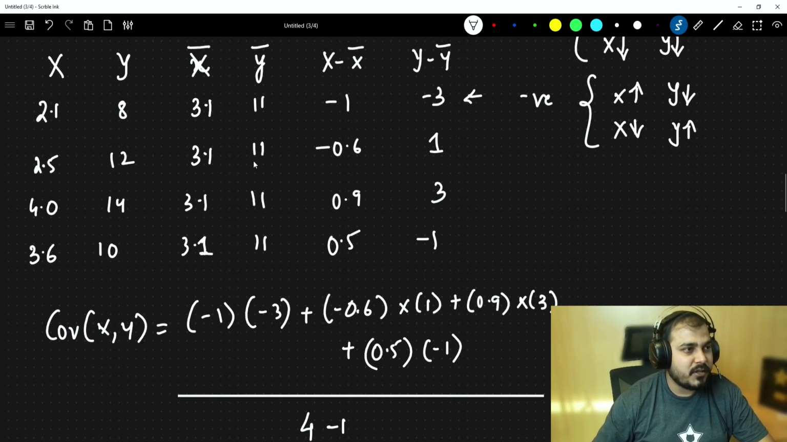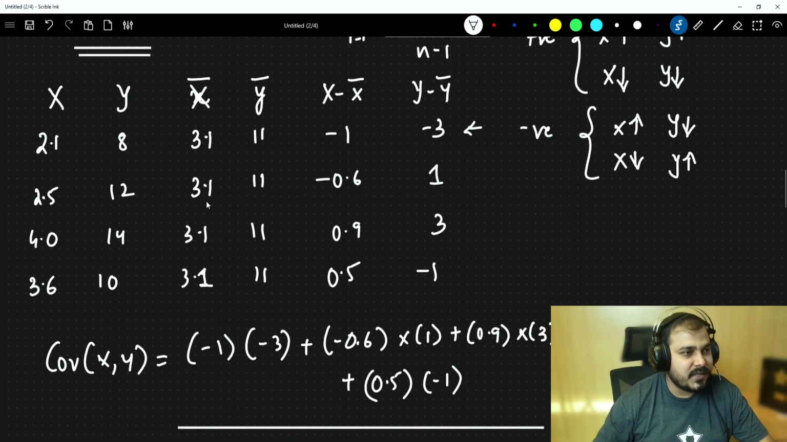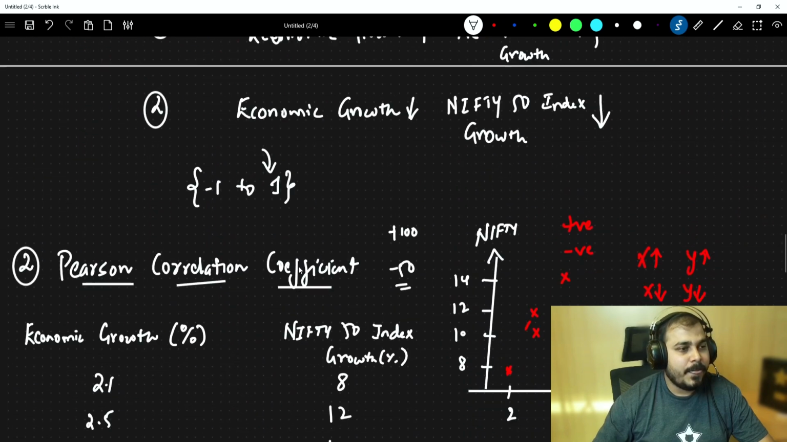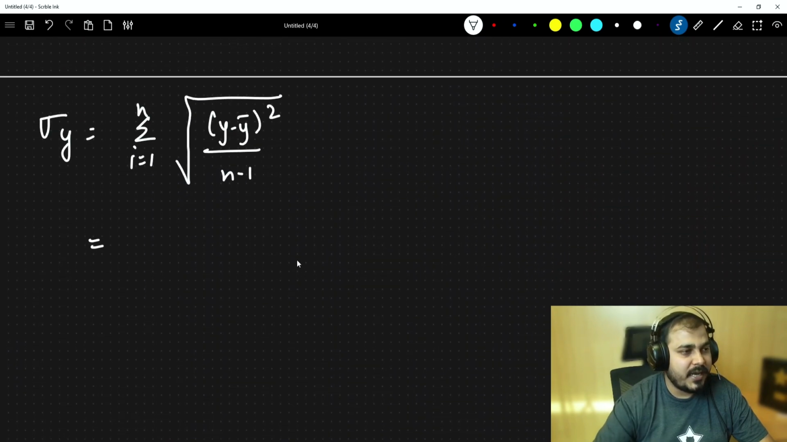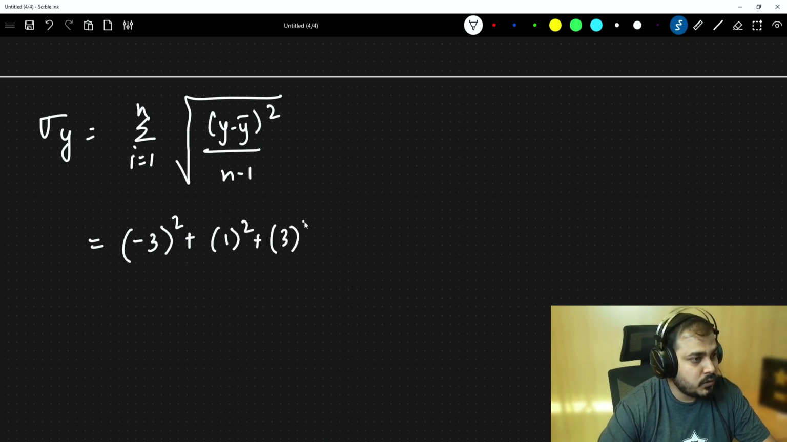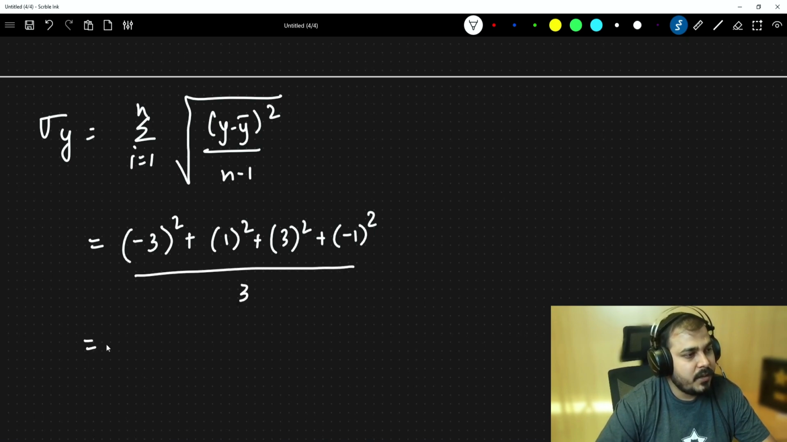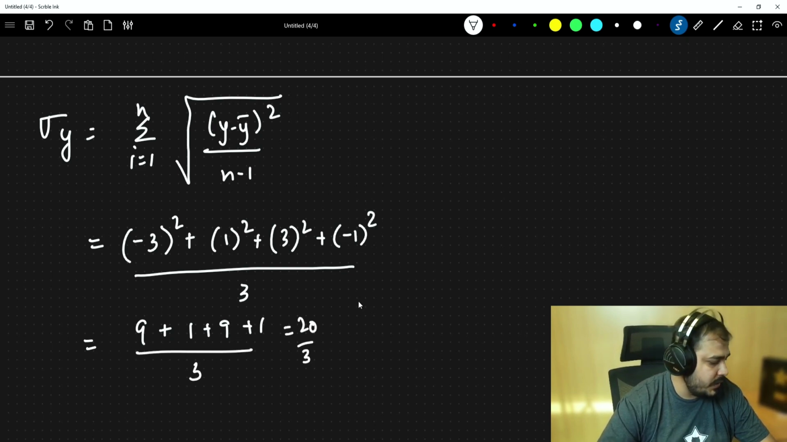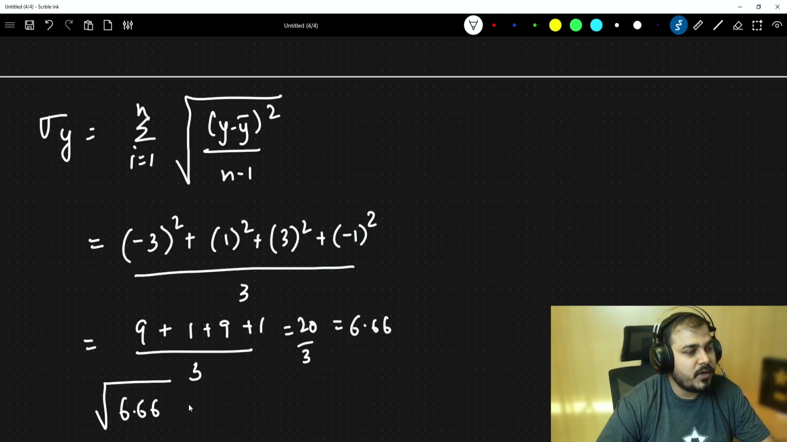So y minus y bar for the first instance, 8 minus 11, is minus 3. Then 1, then 3, then minus 1. It's very much simple. So I'm going to write minus 3 whole square plus 1 whole square plus 3 whole square plus minus 1 whole square, divided by 3. So I have 9 plus 1 plus 9 plus 1, which is 20 by 3, which is 6.66. Now I need to find the root of 6.66.